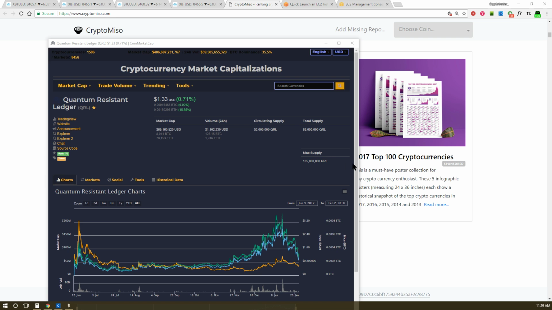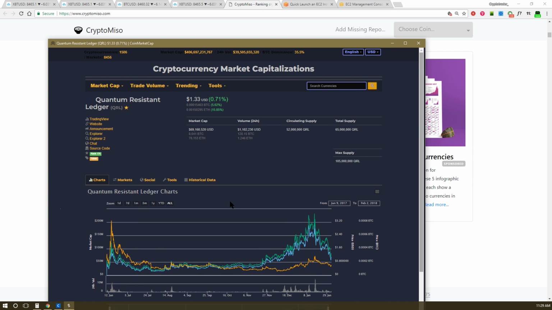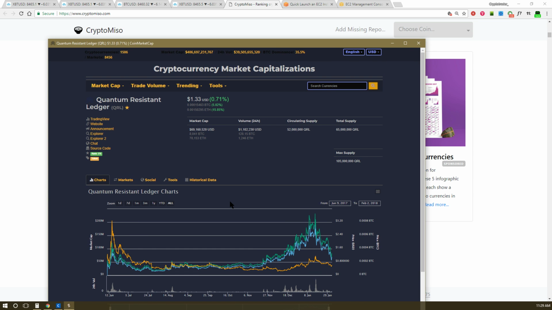Quantum resistance ledger. Interesting. It's been down, it's up, and it's been down. Probably a good time to buy this one. I don't know. 100 and max supply. I like when they say the max supply listed. They want the world to know. Yeah, $16.70 million in this one.